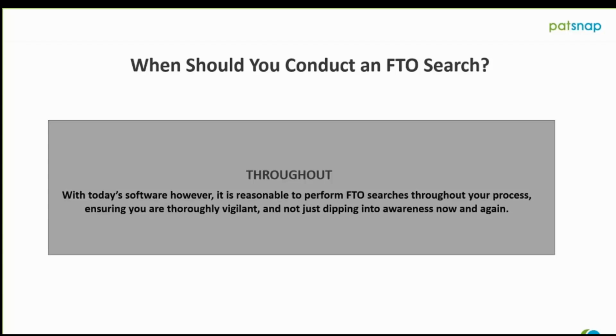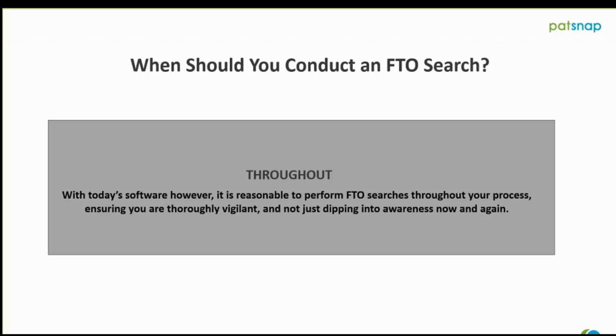My answer, or PatSnap's answer, or many other people's I suppose, is to say that this process should happen throughout. So with today's software, there's no real excuses. Back in the day, before the internet, before patent analytics platforms like PatSnap came along, you'd do an FTO search once or twice because you'd have to write a letter, whatever that was, to the patent office, and they'd have to help you.